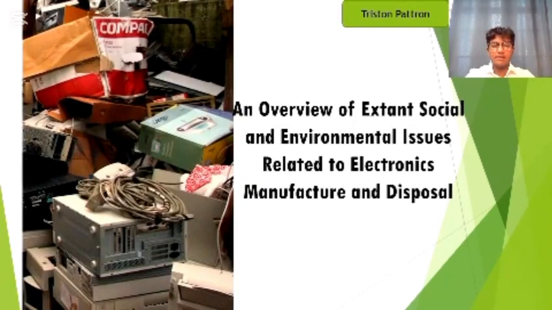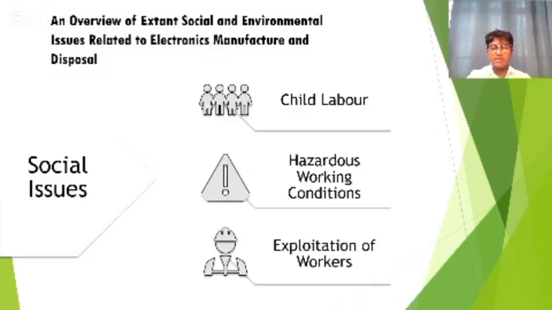Today I'll be highlighting an overview of extant social and environmental issues related to electronics manufacture and disposal. Many of these problems begin at the mining stage. Materials like cobalt and rare earth metals are often extracted in regions where children and vulnerable workers are involved in extremely dangerous labor. These mining sites usually lack proper safety standards, exposing workers to toxic dust, unstable ground, and long hours for very little pay. Even at the factory level, workers frequently face excessive overtime, stressful conditions, and limited labor rights, which shows how widespread exploitation is throughout the electronics supply chain.